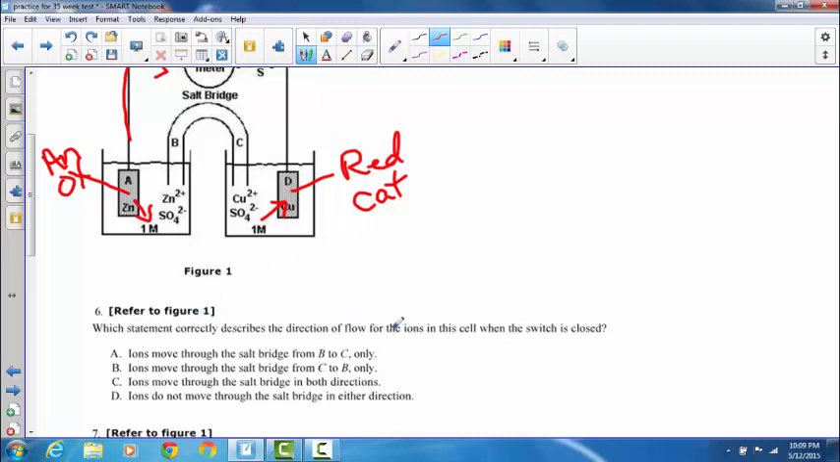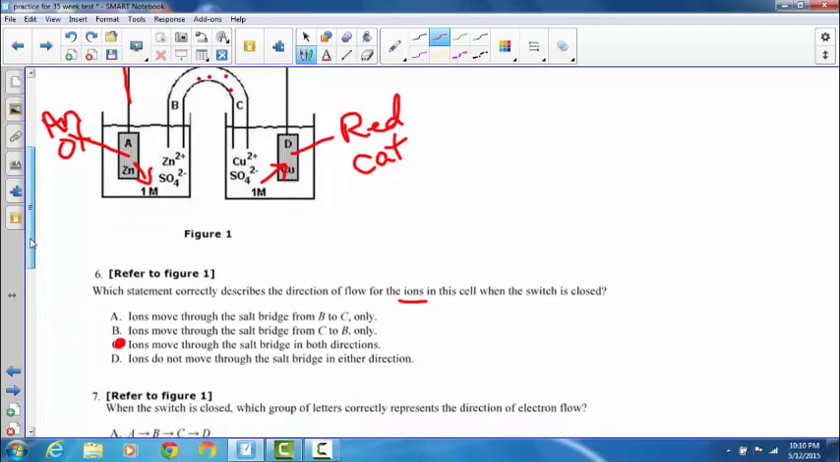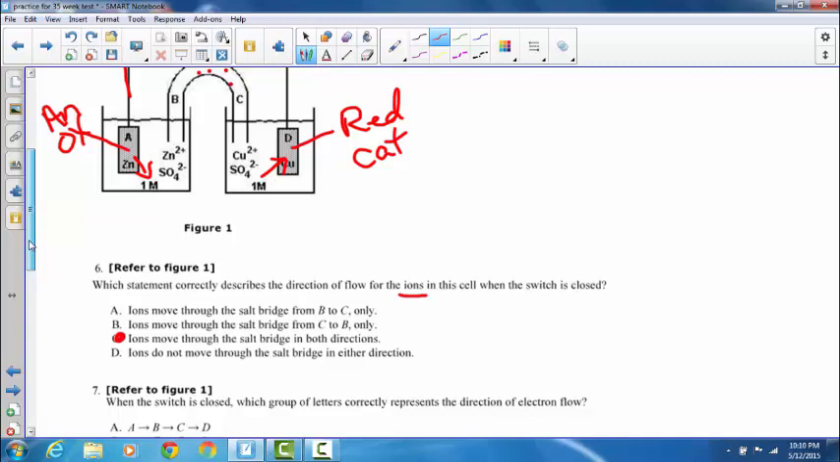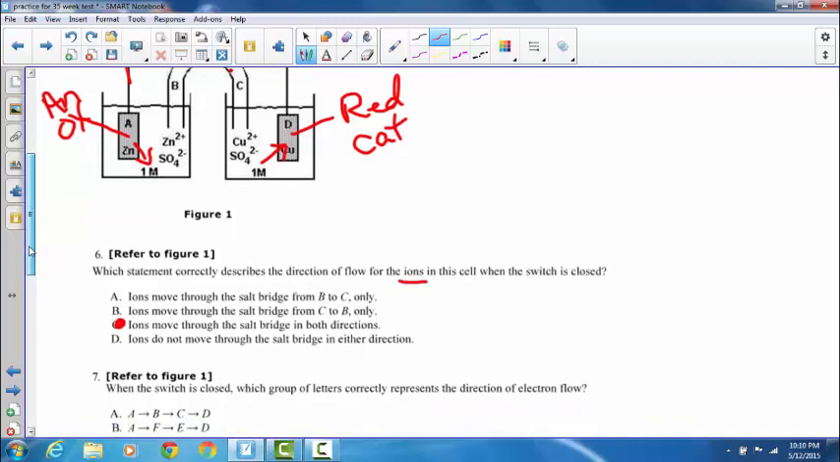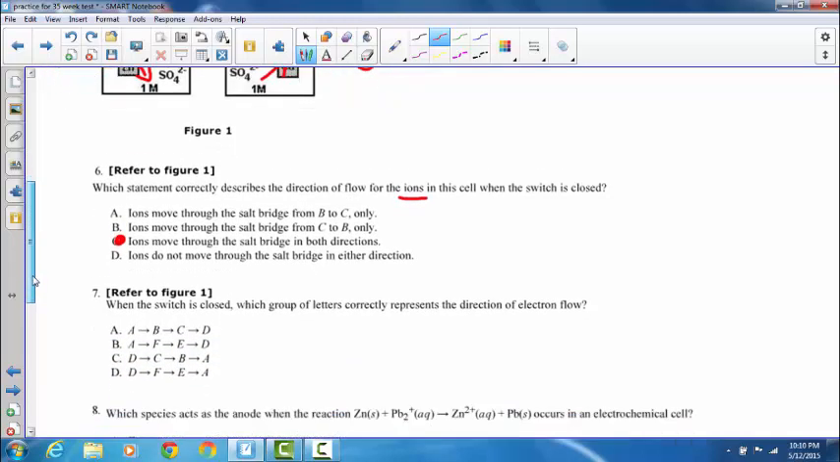Which statement correctly describes the direction of flow for the ions in this cell when the switch is closed? So, ions are what move up here through this salt bridge, and they actually move in both directions. So, ions move through the salt bridge in both directions. If they do not move, they tend to build up and polarize, become too abundant on one side.